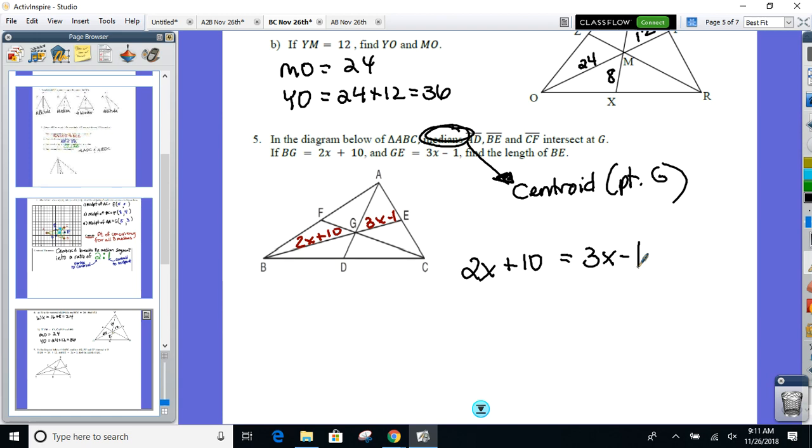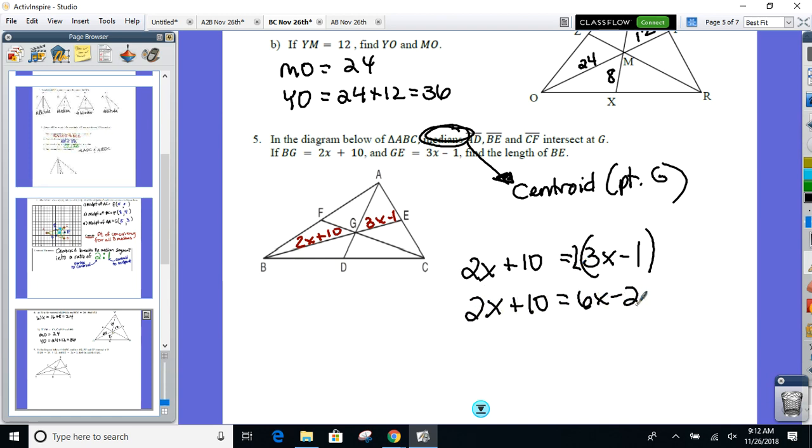What do you got, Teddy? Yep, I could multiply the 3x minus 1 times 2, because this is equal to double 3x minus 1. Or what could I put with the 2x plus 10? 1/2, and leave 3x minus 1 the way it is. Everyone all right why I'm putting the 2 there? Because if you put it here, you're saying I got to do 2 times that to equal GE, and that's not correct because GE is the smaller one.